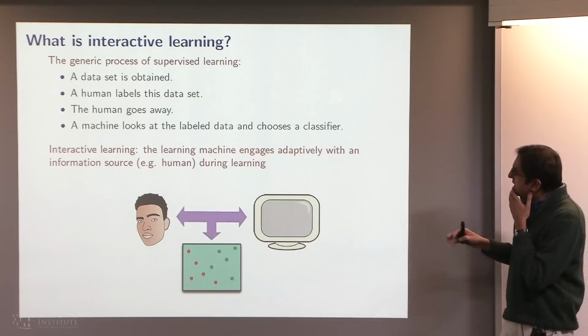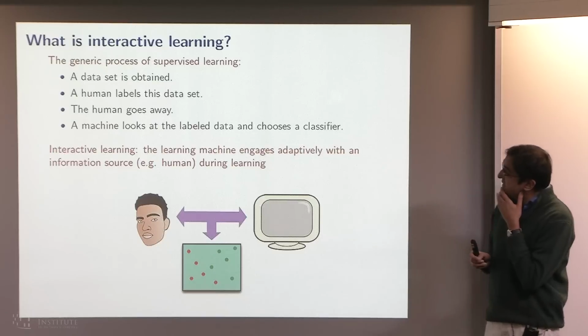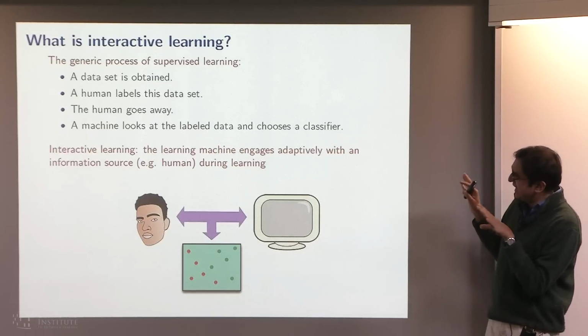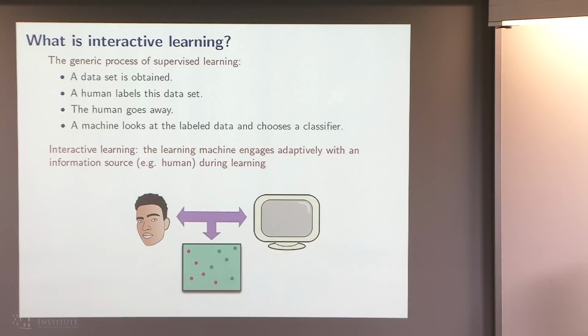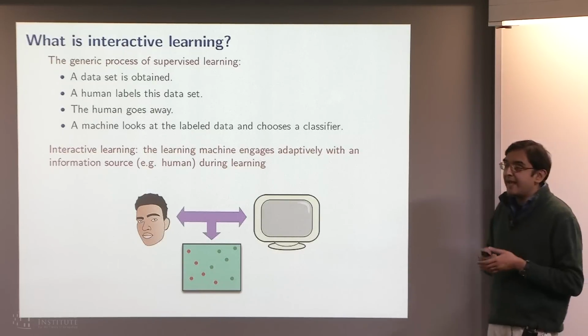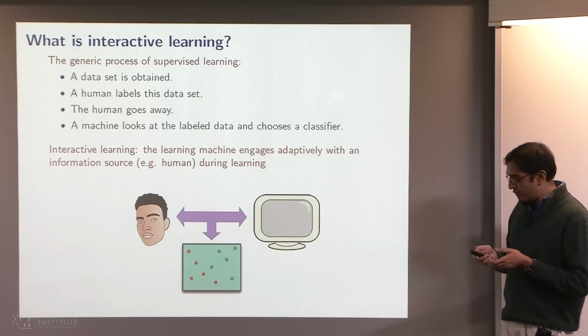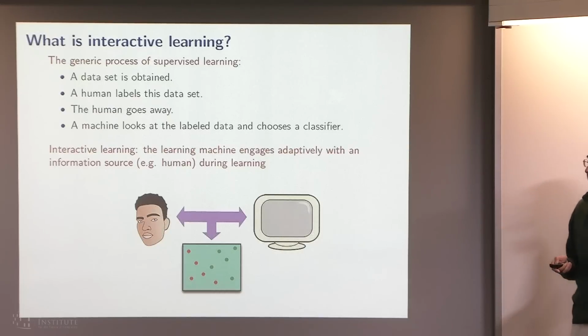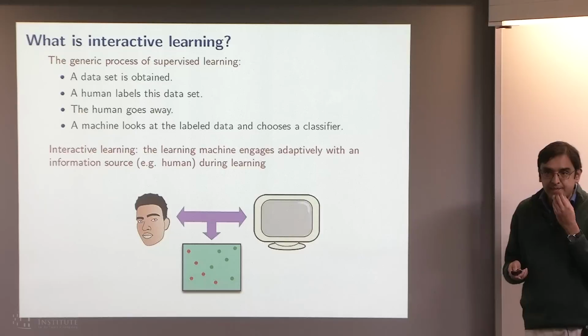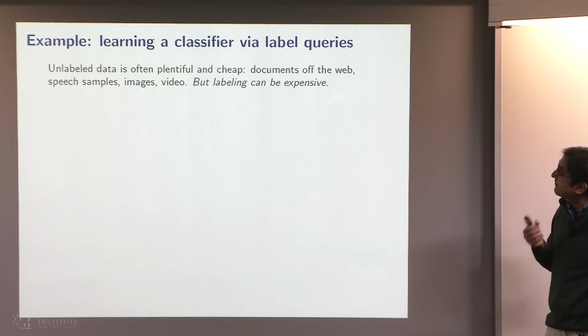So this is a vague definition of interactive learning: the learning machine engages adaptively with an information source during learning. It would be nice to have a more formal definition, but I don't think we have one. And in the absence of one, I'll just go over a few examples to illustrate the range of interactive learning that takes place.